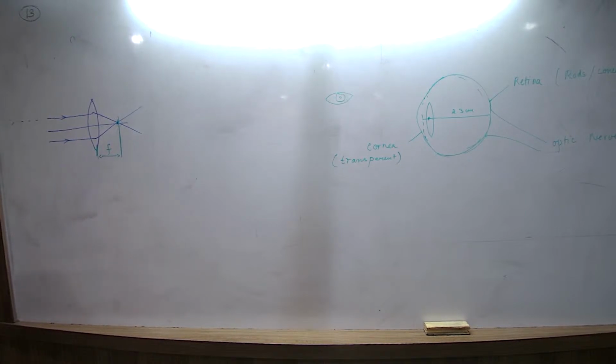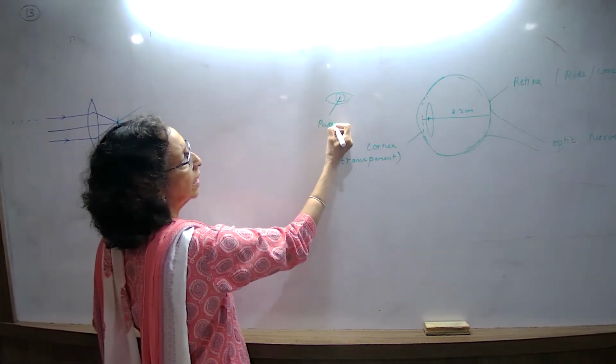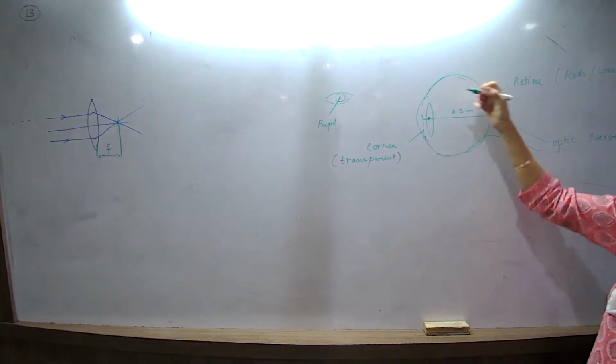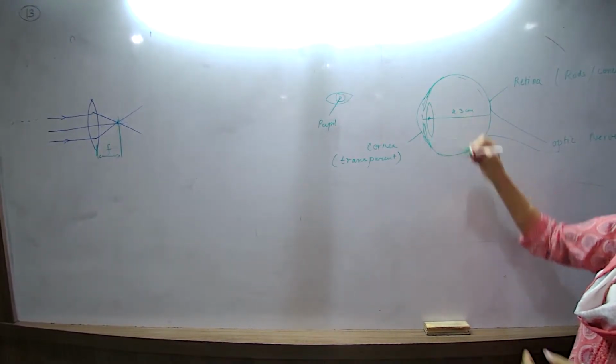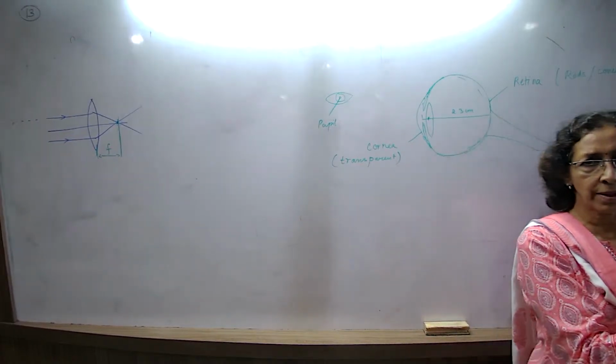So we have a diaphragm, look at me. This is the muscular diaphragm and that is the opening which I have written as the pupil. So this is the pupil. Now if I show you the side view, the pupil will be like this. Why? Because this is the diaphragm which is controlling the size of the pupil.